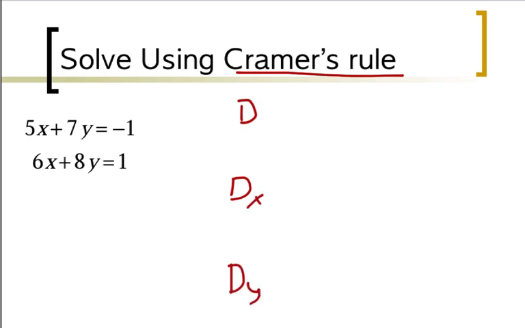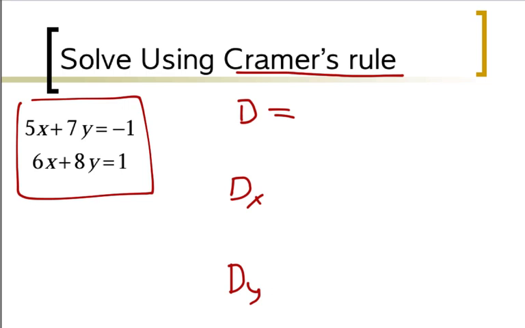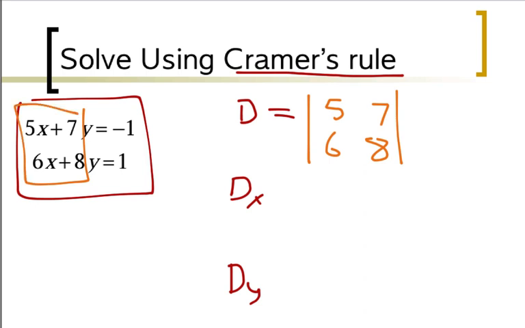Okay, so these three matrices use these numbers right here as their matrix. Now the regular D, just the regular matrix for this problem, is, sorry, not using a bracket, it's a determinant, so we're using the straight ones. So we want to use 5, 7, 6, 8. Notice that's just these numbers right here, so that's not using the solution. The regular D is without the solution and just using the coefficients in front of the variables.